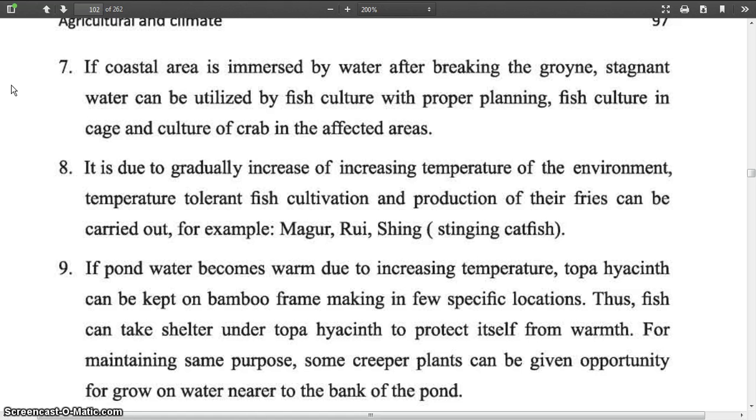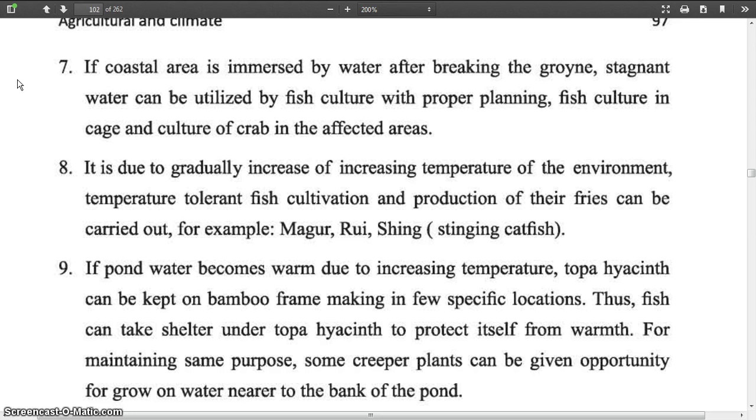Some part of the coastal area where stagnant water remains all year round. In that stagnant water, farmers can culture crab or shrimp.